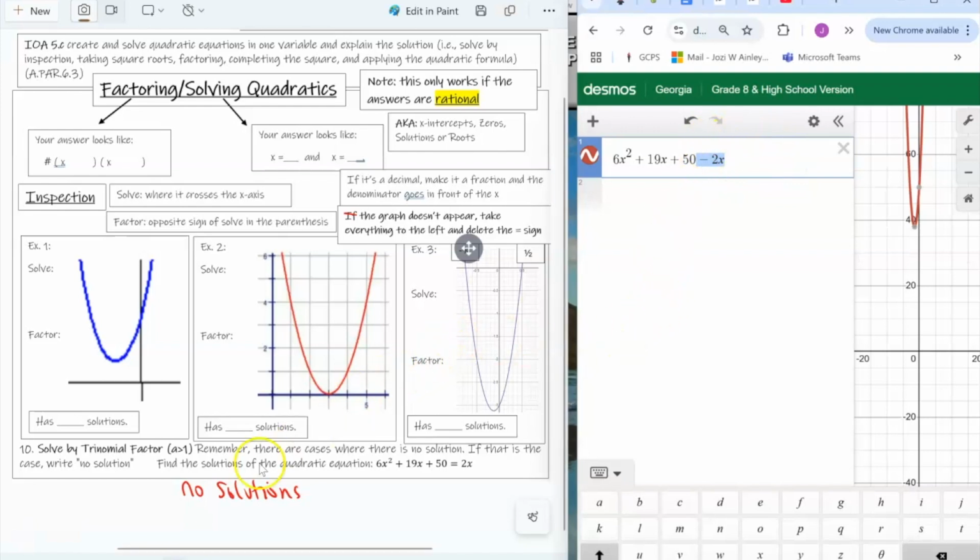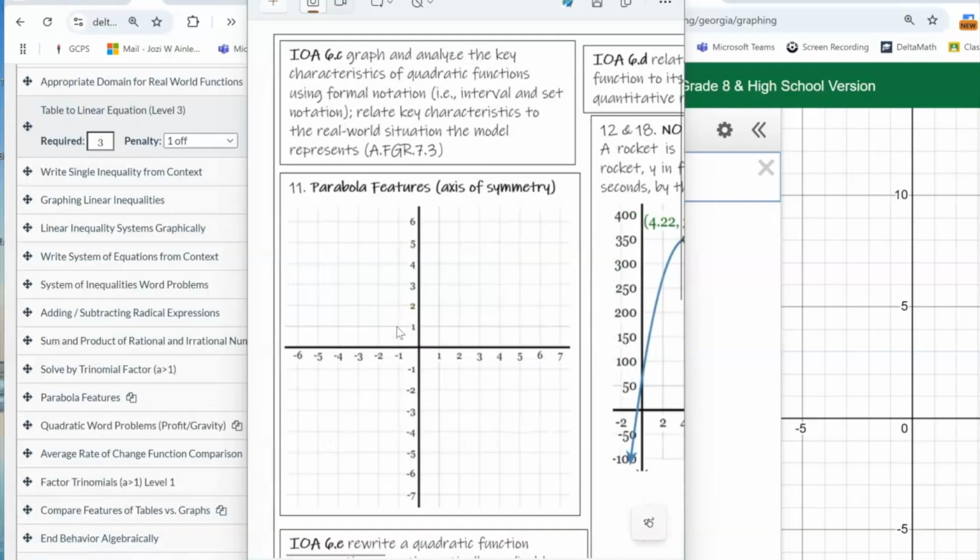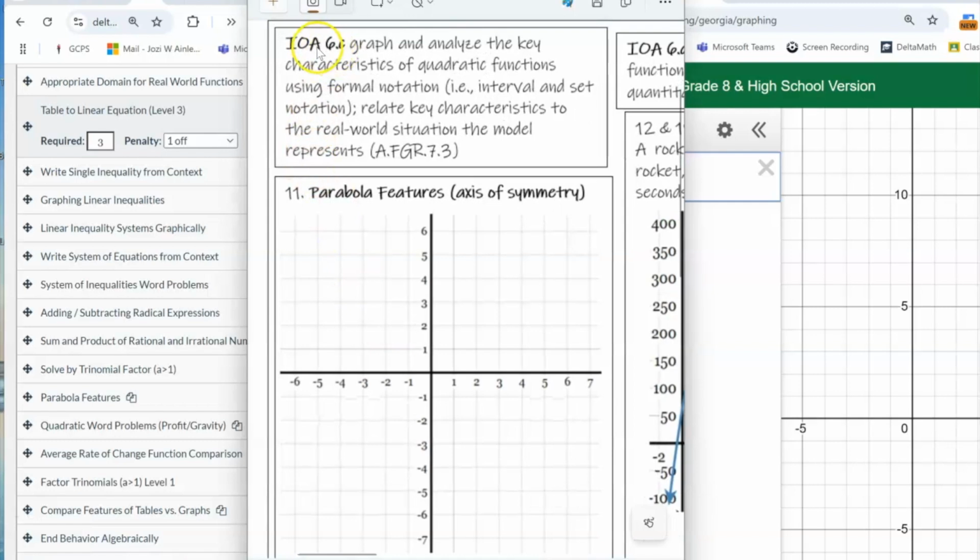Let's practice. All right, so we're going to take a look at IOA, AKS 6C. That's the graph to analyze key characteristics of quadratic functions using formal notation, i.e. interval and set notation. Relate key characteristics to the real-world situation the model represents. We're going to focus specifically on axis of symmetry, or AOS. That's the one we're going to look at.